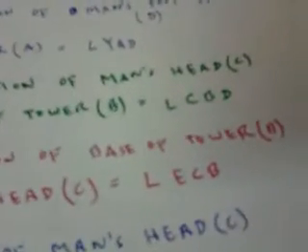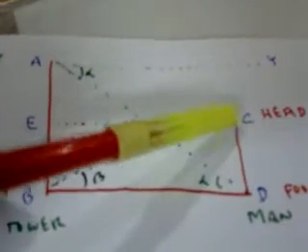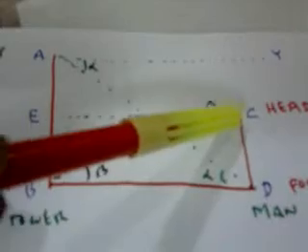The next one, angle of depression of the base of the tower B from the man's head. So from the man's head, we stand here. If we stand here, we are looking down. So this is the angle of depression. But angle of depression will be with respect to horizon. So the angle of depression will be angle ECB.